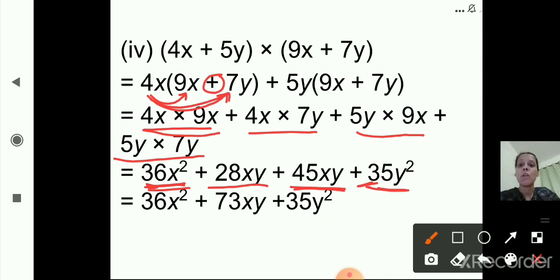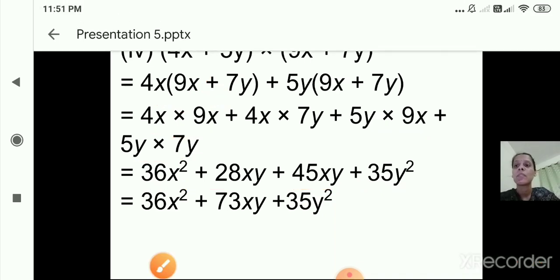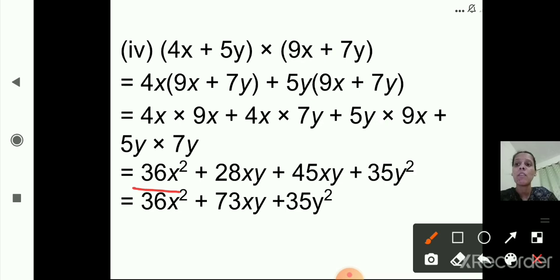Now the next step is what? See here. Now this 36x square we will write down here. 28xy plus 45xy, these are like terms. Why? Because they have the same variables. So 28xy plus 45xy, we will add this, as they are like terms.